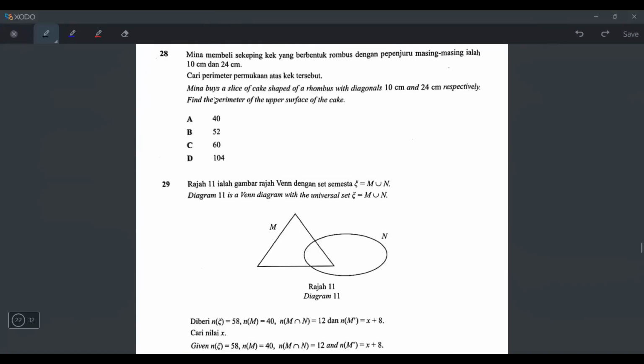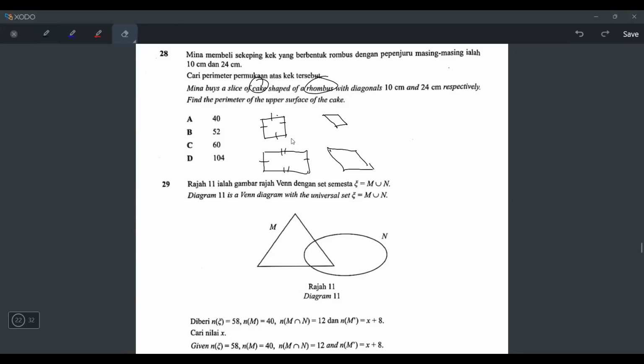Okay, 28. Mina buys a slice of cake shaped like a rhombus. So a rhombus is a square, but one that has been pushed over. Let's talk about this shape. The top one is called a square, and this one is a rectangle. So what is a rhombus? A rhombus is actually a square that has been slanted. And if I slant the rectangle, then it's called a parallelogram.